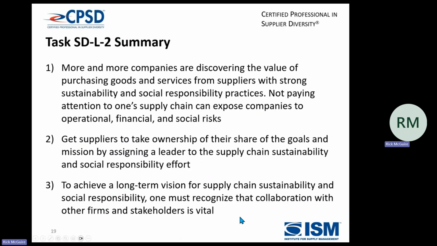Let's go back and do the summary. More and more companies are discovering the value of purchasing goods and services from suppliers with strong sustainability and social responsibility practices. Not paying attention to one supply chain can expose companies to operational, financial, and social risks. Get suppliers to take ownership of their share of the goals and mission by assigning a leader to the supply chain sustainability and social responsibility effort. To achieve a long-term vision for supply chain sustainability and social responsibility, one must recognize that the collaboration with other firms and stakeholders is vital.